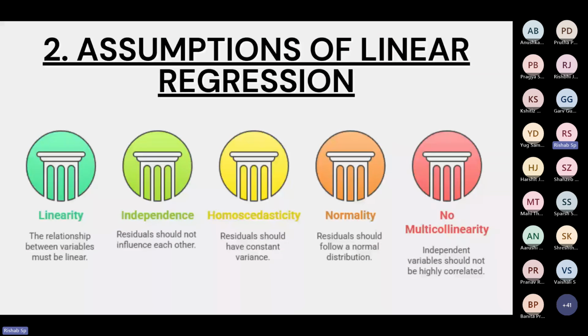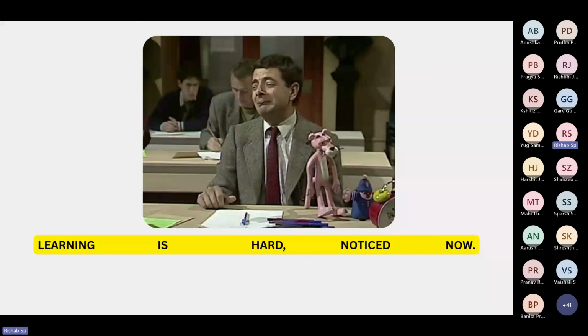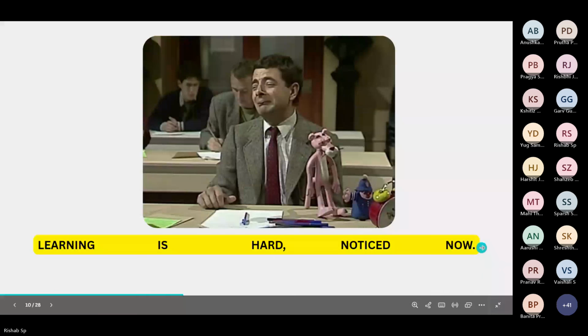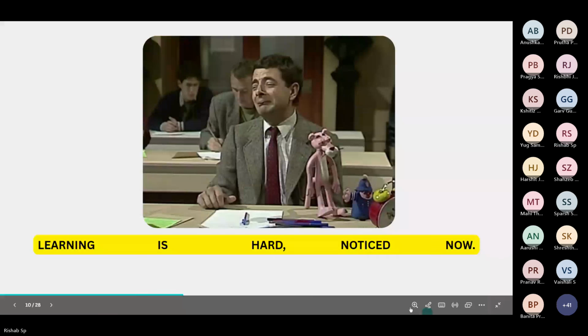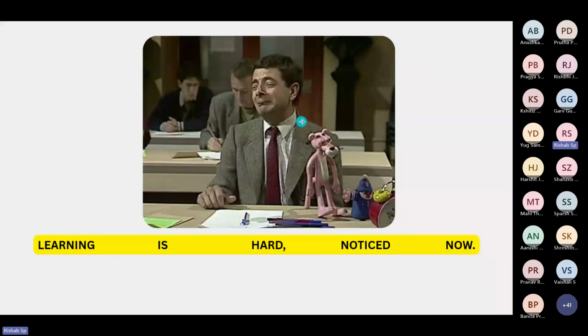Second is the 5 assumptions of linear regression, where you remember this line, learning is hard. Notice that for the first and the last, we are talking about the variables. The three in between those two, we are talking about the residuals. Fine. So now we'll start.